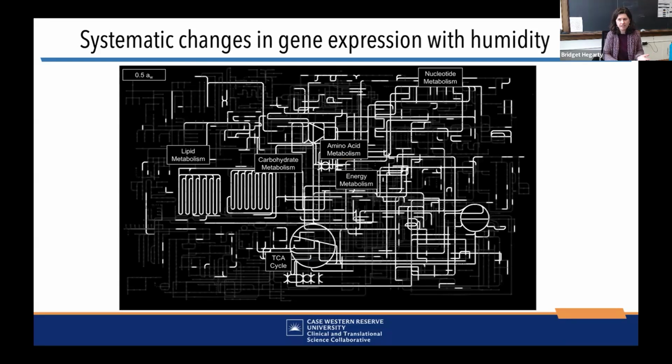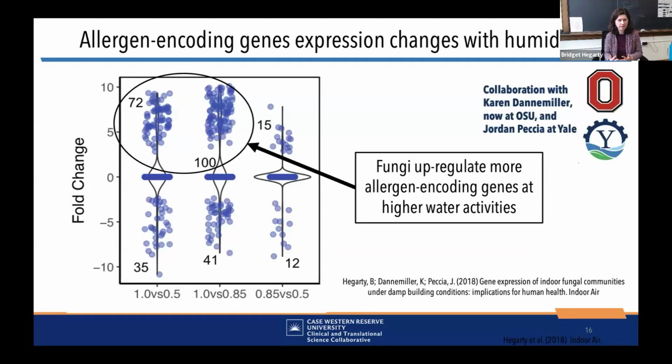And this is interesting scientifically, but from a health standpoint, this is really important because many of those genes that are being upregulated and are more expressed at higher water activities actually encode for allergens. And so what we saw in this community is that there are more allergen-encoding genes being expressed, potentially because there's more general growth happening, and so there's more competition. And so the microorganisms might be producing more of these allergens to better survive in these good conditions.